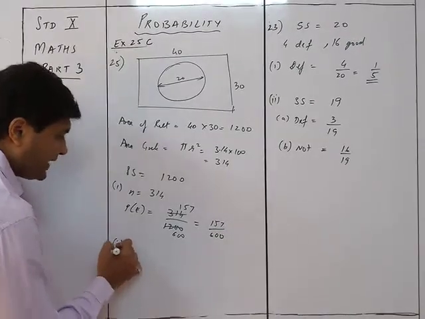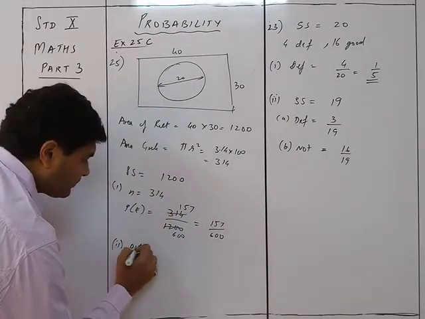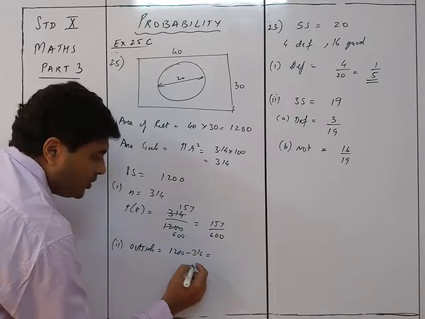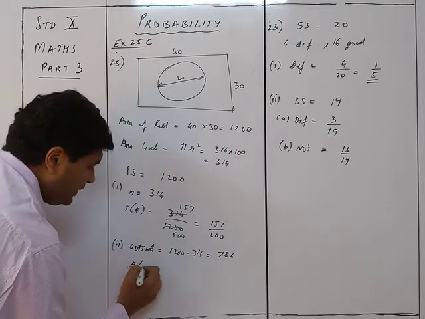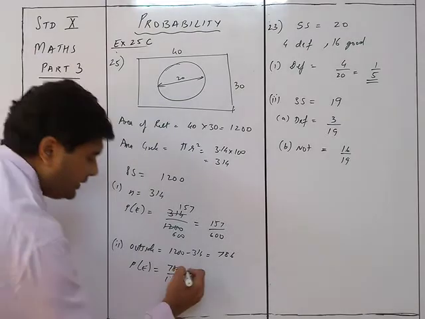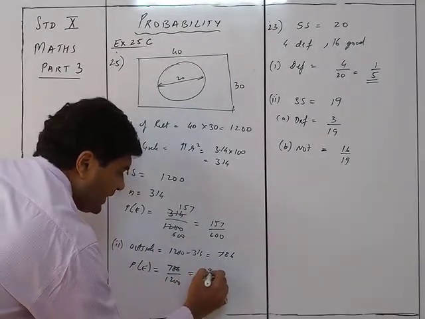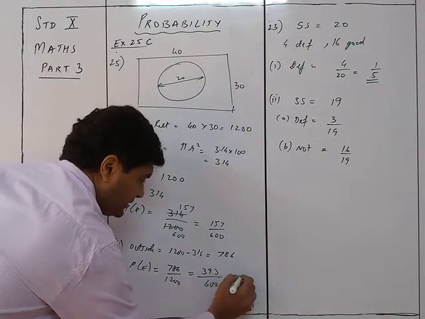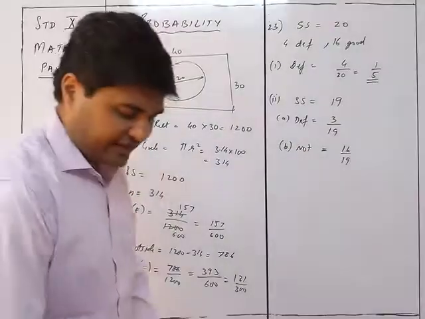And the second case is outside. Now outside will be how much? Outside is equal to 1200 minus 314, which will be 786. So the probability will be 786 upon 1200. Okay. That will be 393 upon 600. You can further divide it by 3, so it is 131 upon 300. That's the answer. We will need to check this answer.